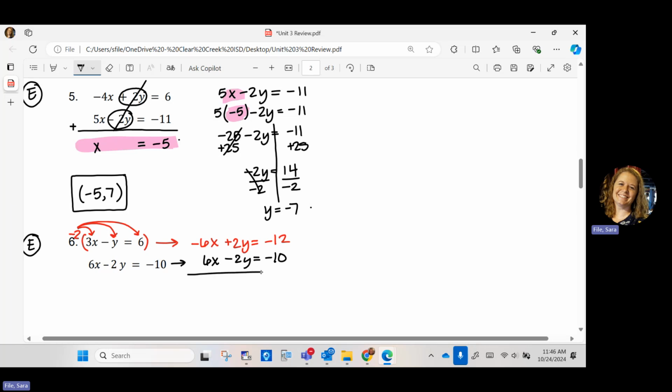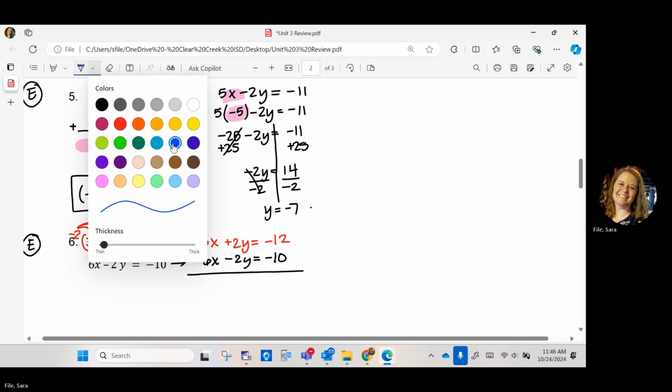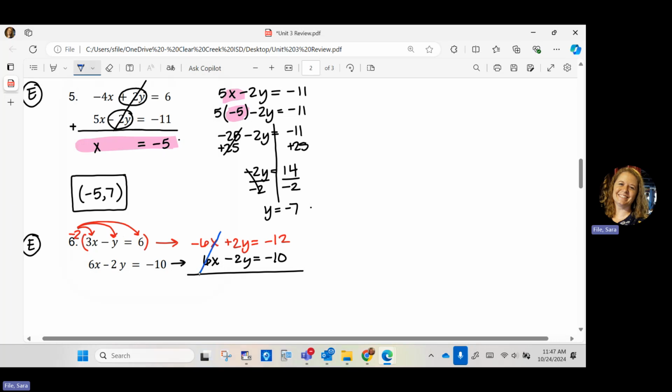I'm going to add these together. What happens to the x's? They eliminate, right? That was the goal. Negative 6x and positive 6x. But look at what also happens to the y's. Negative 2y and positive 2y also eliminate. So there's nothing left on the left side of my equation. It's a 0. Now on the right side, those do not eliminate. That ends up being negative 22.